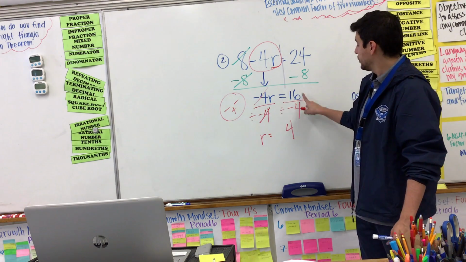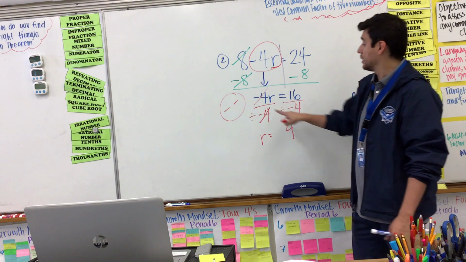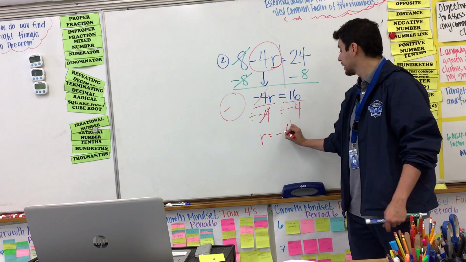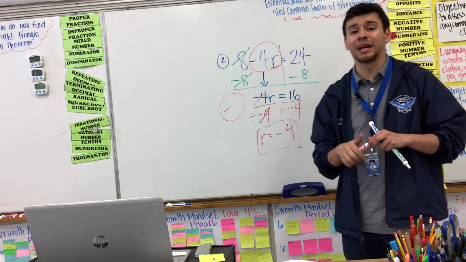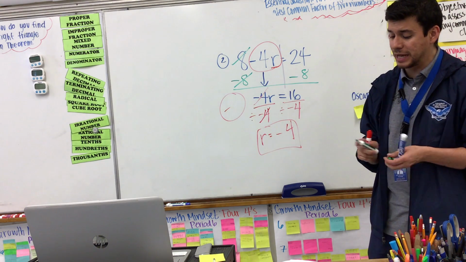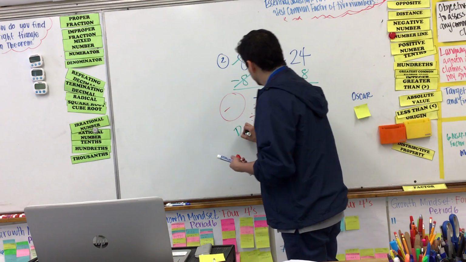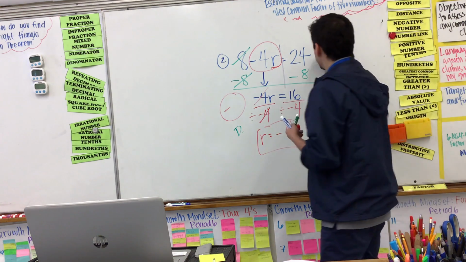So you have a positive, so I'm going to get rid of a positive, divided by a negative, divided by a negative. What's left over? A negative 4. It's a negative sign. So my answer is r is equal to negative 4. And that's the answer for that one, which is letter D. Okay? Let's try number 3.